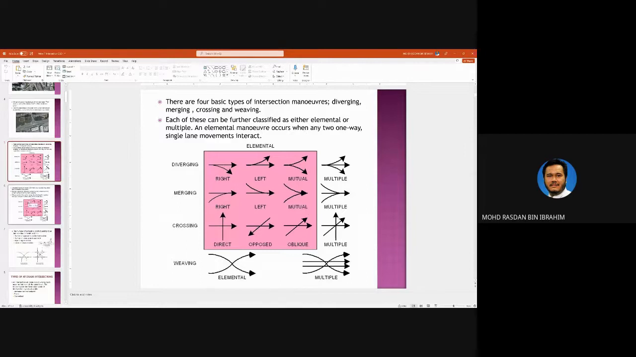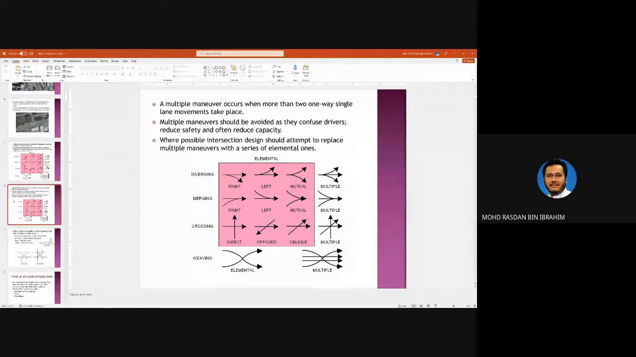Elemental movement means that the movement involves a maximum of two movements. So it's either diverging to the right, diverging to the left, or mutual left and right, elemental, and merging and also crossing here. Whereas for multiple maneuvers, you have more than two movements. So multiple diverging, multiple merging, and multiple crossing.